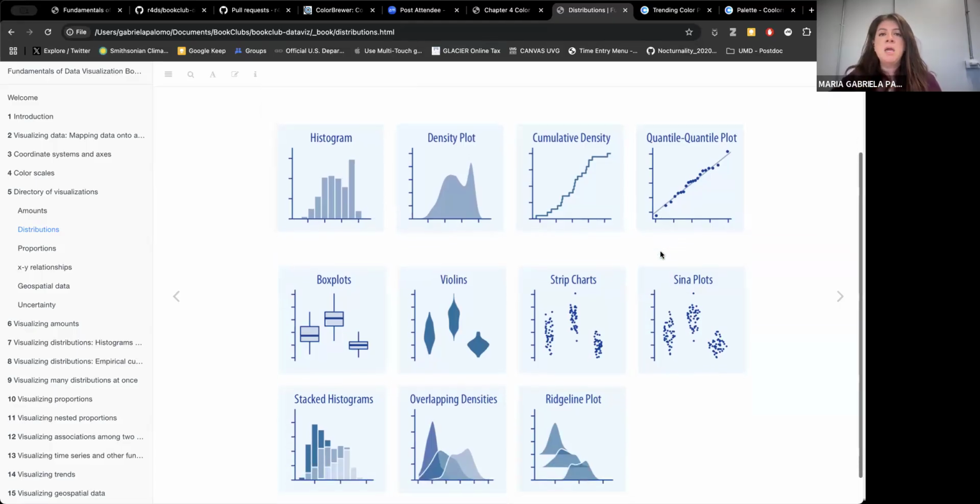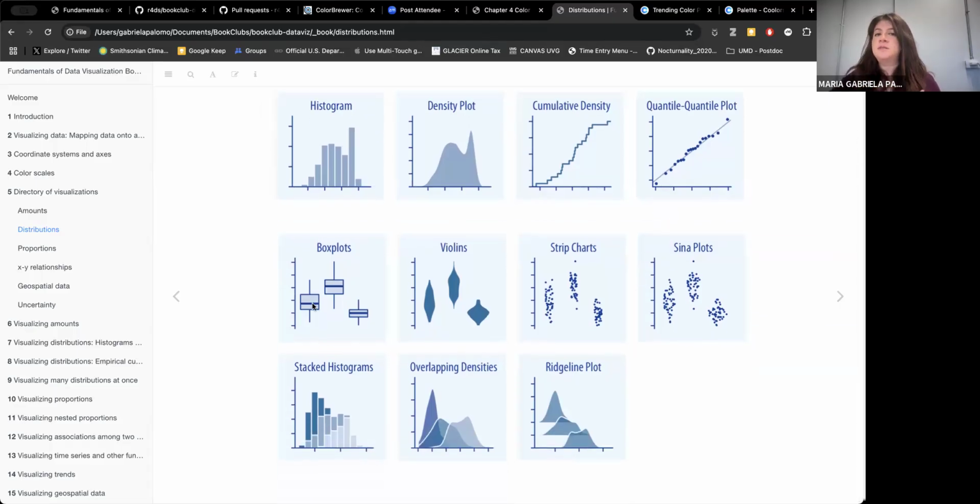But then when we have several distributions that we want to compare, what do we do? There are box plots, violin plots, and I think also half violin. We also have strip charts, Sina plots, stacked histograms, overlapping densities, and ridgeline plots. Out of all of this, the ones I think are best to represent grouped distributions that we want to compare are the Sina plots and the ridgeline plots.